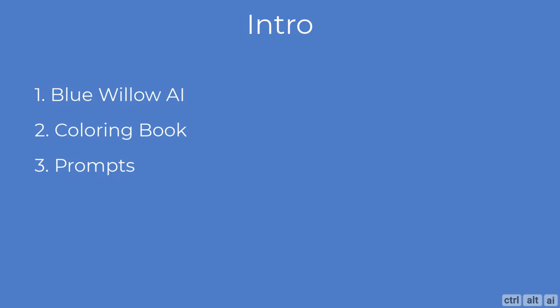Third, I will generate 6 images using Blue Willow version 4 and will link the prompts and images in the description below. And lastly, I will show you how to use these 6 images and create a sample coloring book in the free version of Canva.